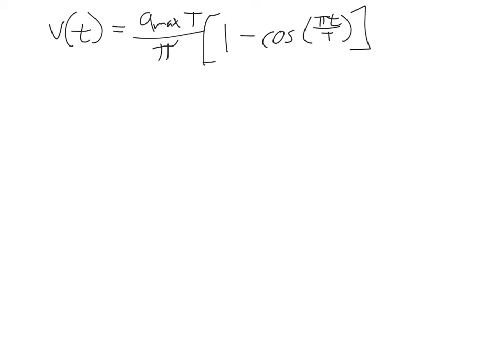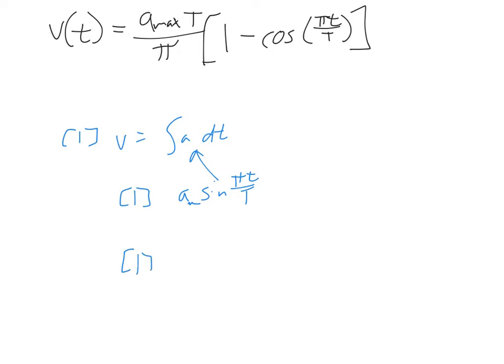And you end up getting a whole bunch of points. Like you got a point for basically stating that the velocity is the integral of a dt. You got a point for using a max sine pi t over T in for that. You got a point for doing the integral properly.